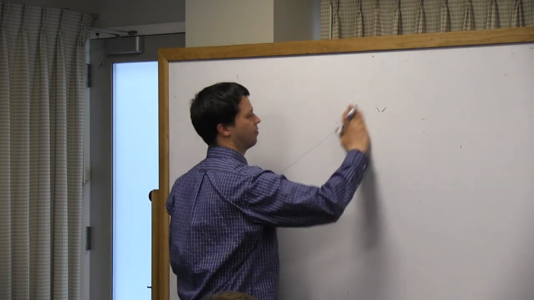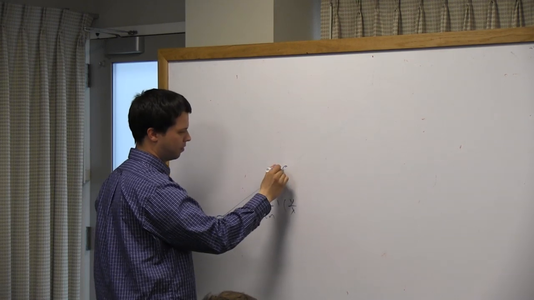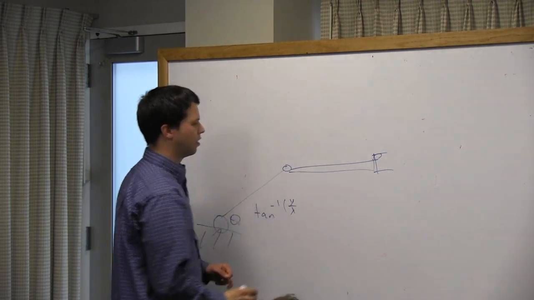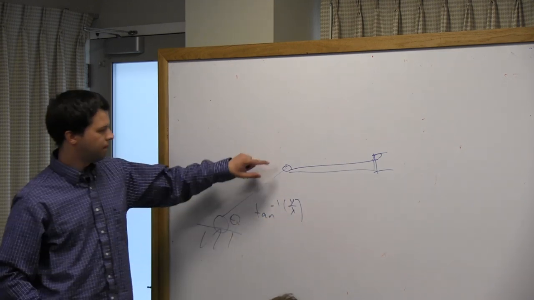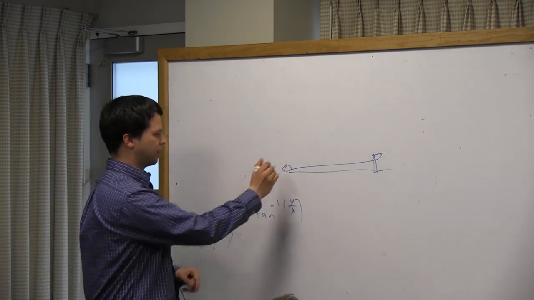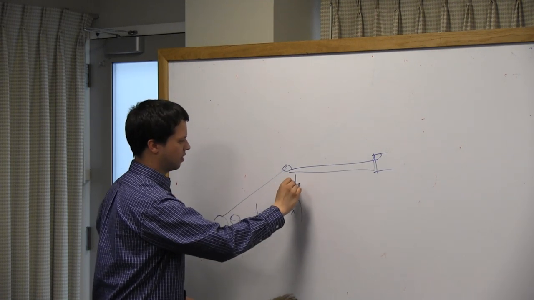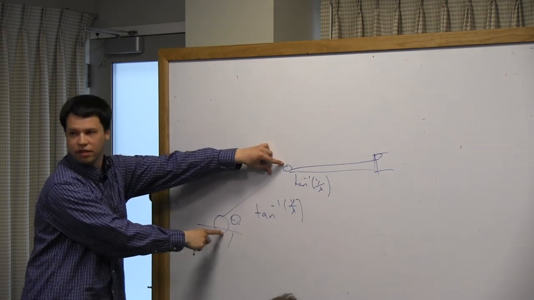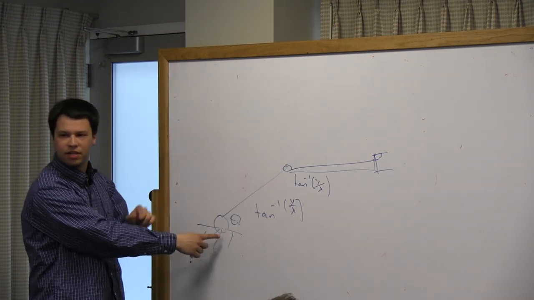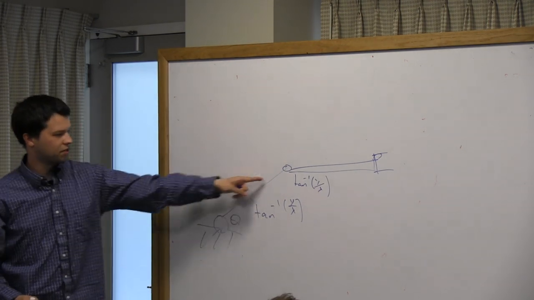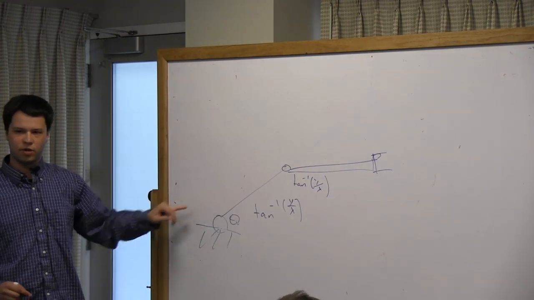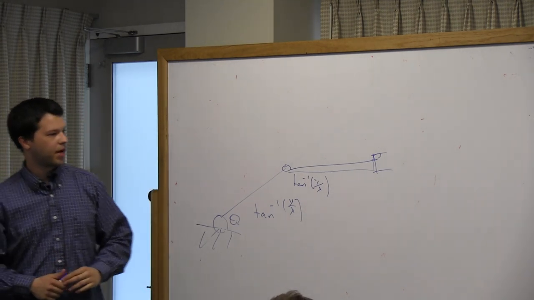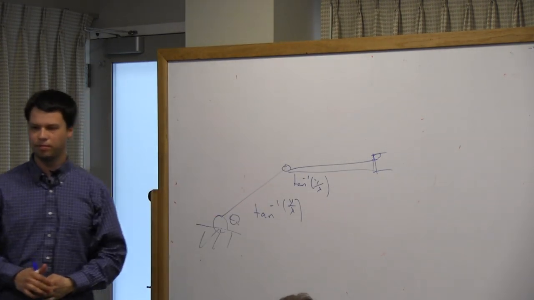Now, say we didn't have one link, but we had two. First, you need to compute this angle here, tan negative one of y over x, which is only good if this angle is already computed. But you don't know what this angle is, because that also depends on where this one's going to be. So going backwards is not really an easy thing to solve in closed form. And imagine if you had 6 degrees of freedom, that problem becomes more complicated.